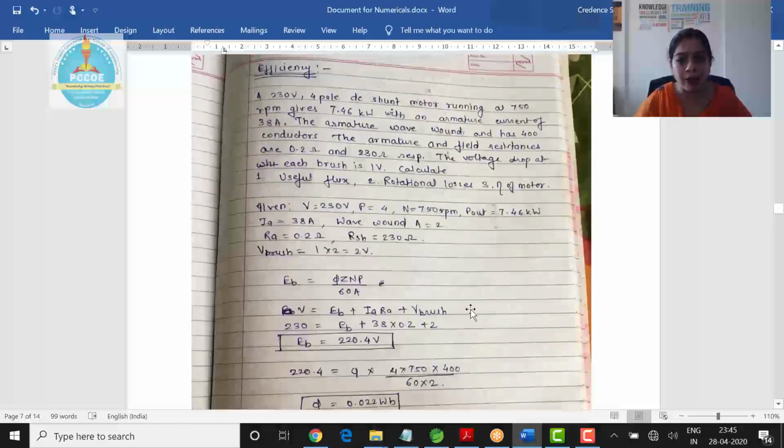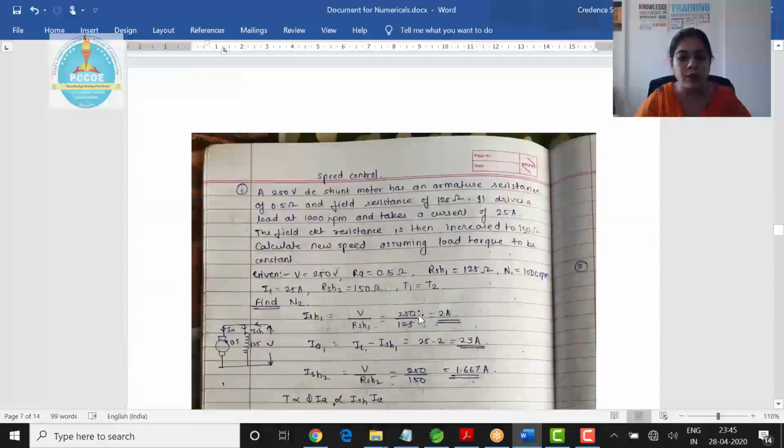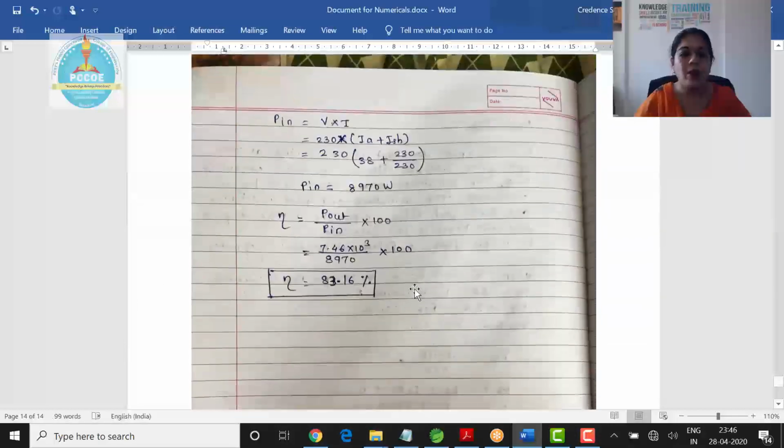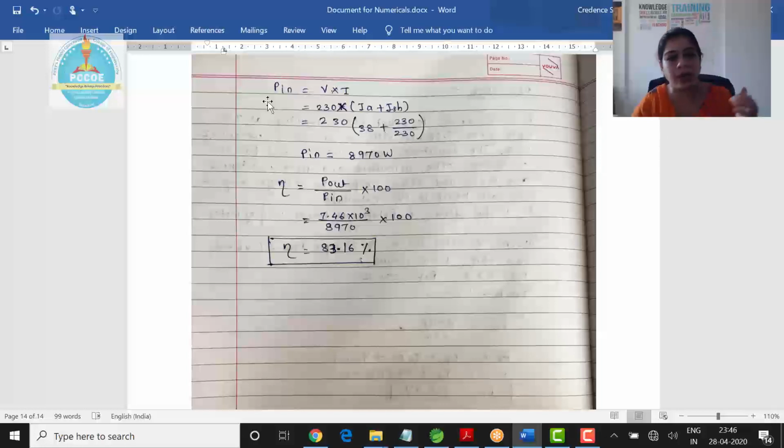Now the third part of the numerical is the efficiency of the motor. Efficiency of the motor is P out upon P in. Now what is the P in? P out is already given as 7.46 kilowatts. What is the P in? P in is the electrical power. It is a motor. We are giving the input as electrical energy. That is a DC motor. So what will be the power formula?